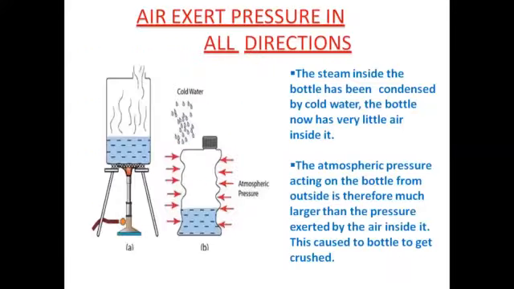To measure atmospheric pressure, we have some instruments: the simple mercury barometer and Fortin's barometer. Before that, there is an experiment given in your textbook on page number 30, that air exerts pressure in all directions. See here, in the atmosphere, air is there. That air is going to apply pressure on surfaces and objects. So here we will study that.